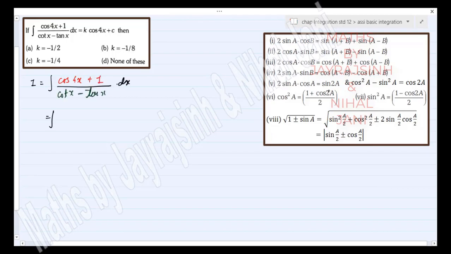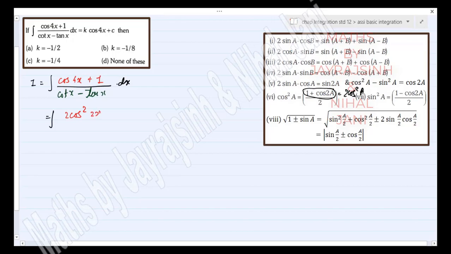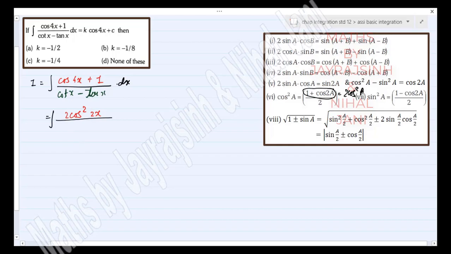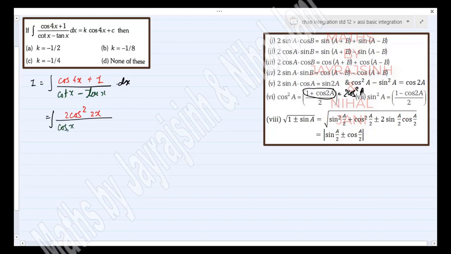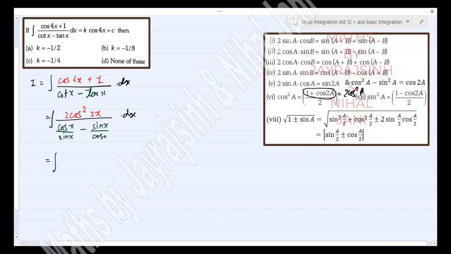In numerator we have 1 plus cos angle, which can be equal to 2 cos square half the angle. So let's simplify our numerator as 2 cos square half the angle, or we can say 4x by 2, which is 2x. And in denominator we have cot and tan, which is quite difficult to handle. Let's convert them in terms of sin and cos. Cot x can be rewritten as cos x upon sin x, minus tan x can be rewritten as sin x upon cos x. Now here our numerator will be as it is.